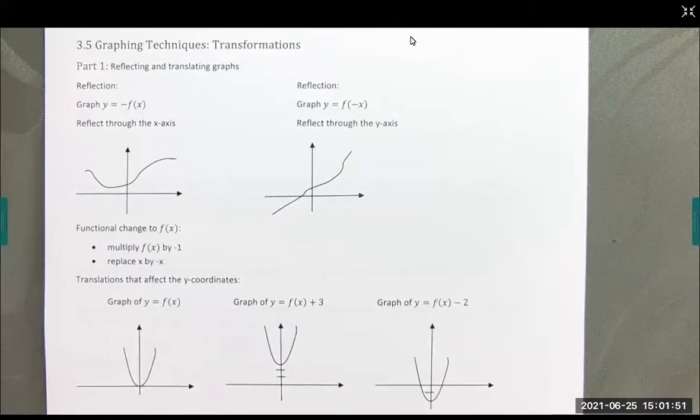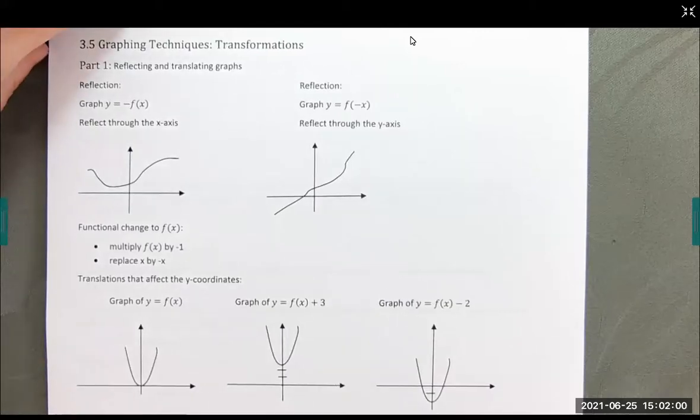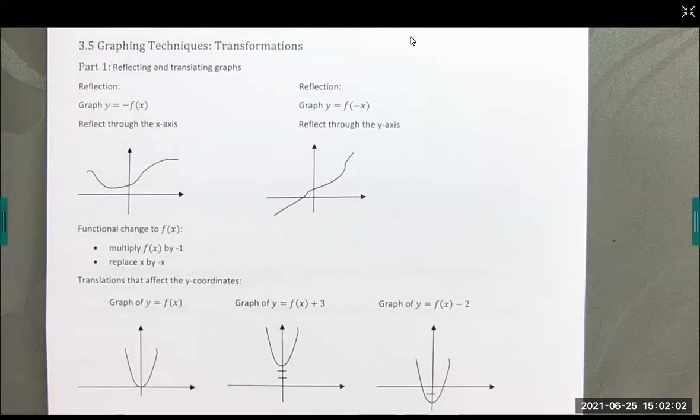Welcome back, everyone. We are to the final section in chapter 3. These are graphing transformations, and there's quite a few of them, and some are a little weird, some are not as weird. Let's start with reflecting and translating graphs.